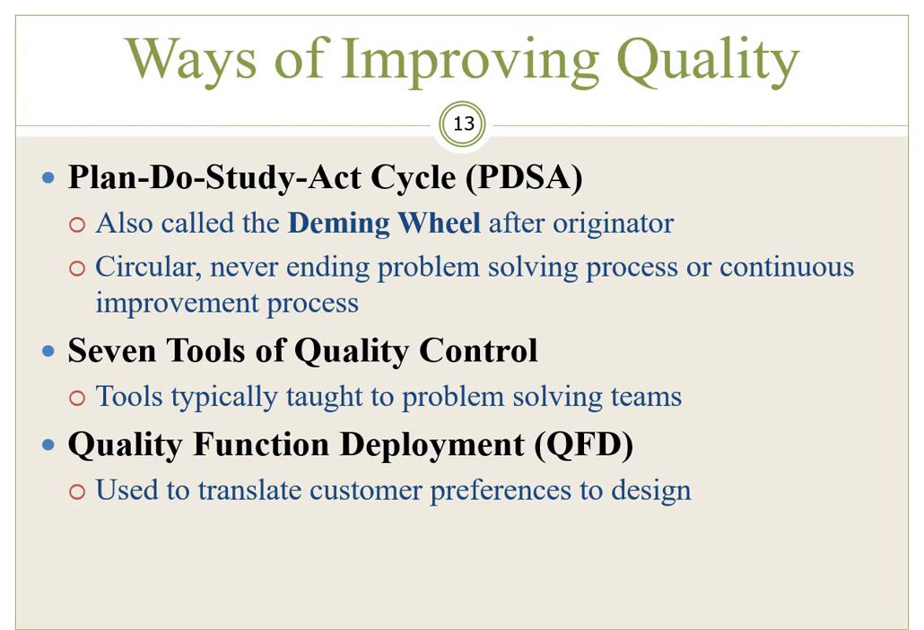So Plan, Do, Study, Act cycle, or PDSA. It's also called the Deming wheel after its originator, and it's really very circular, a never-ending problem-solving process or continuous improvement process. Also, another way of improving quality is by using the 7 tools of quality and control, which we'll discuss in a moment. And then you also have quality function deployment, which is used to translate customer preferences into the actual design of the product or service.